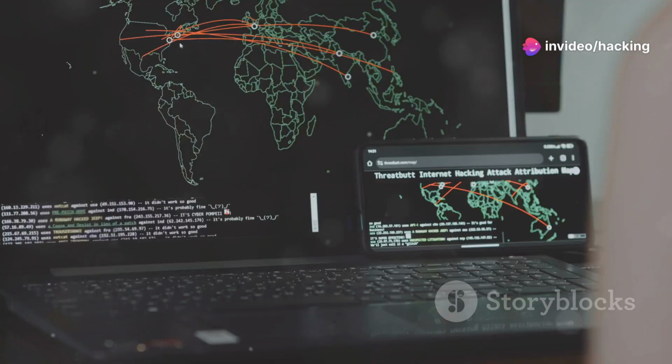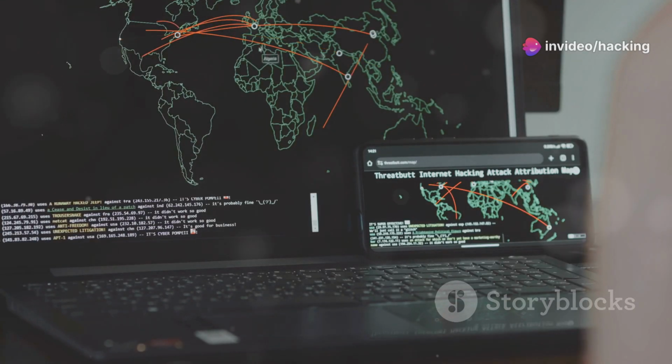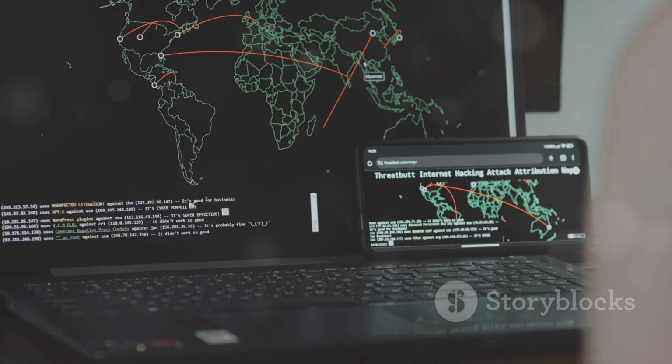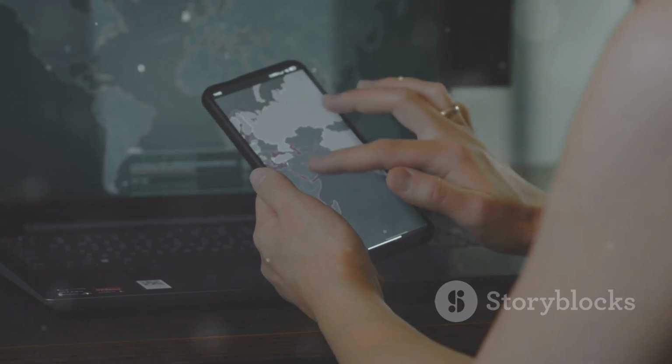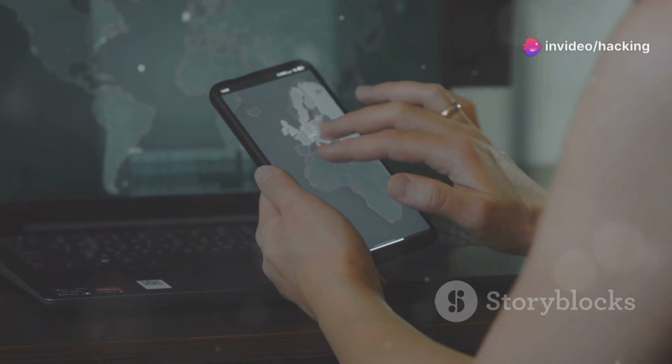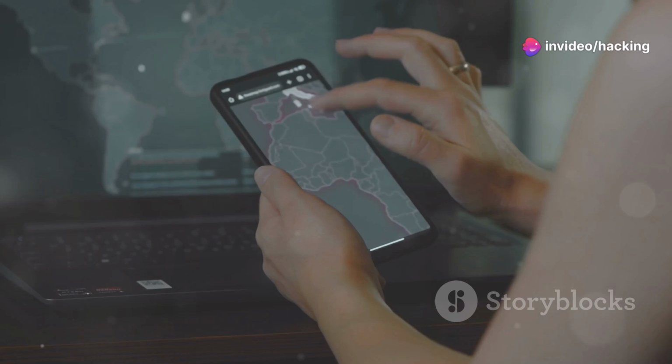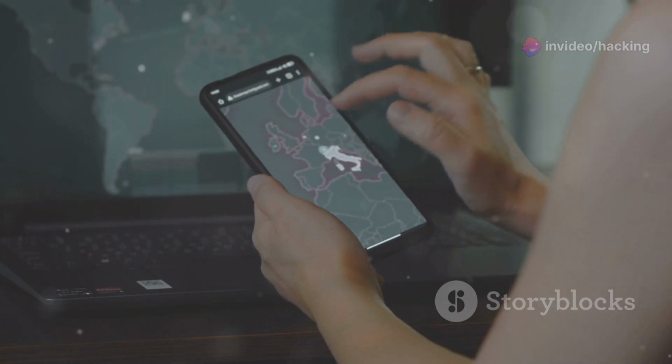From browsing the web to streaming videos, from sending emails to video calling loved ones across the globe, IP addressing makes it all possible. It ensures that our digital interactions are smooth and efficient, bridging the gap between distances and bringing the world closer together.